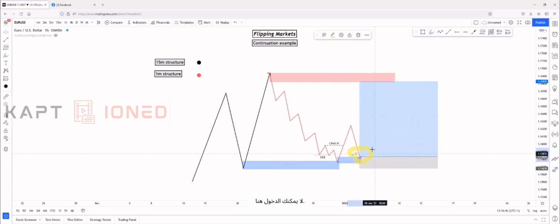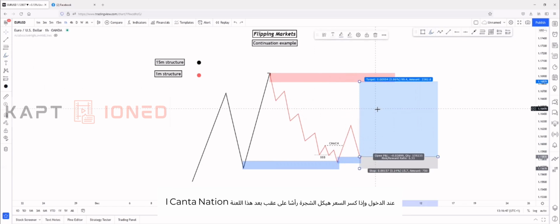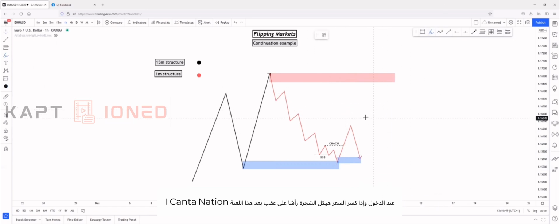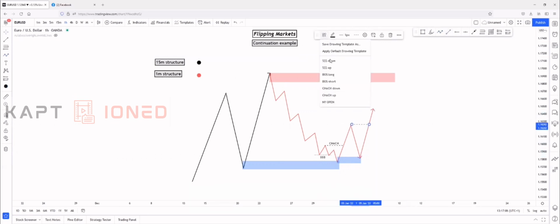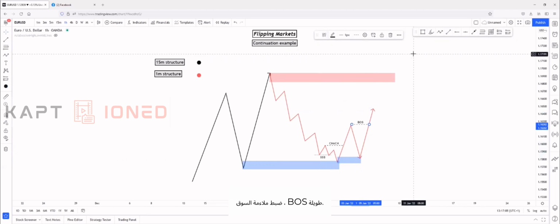You couldn't enter here. You will want to wait for a continuation example, a continuation entry. And if price breaks structure to the upside after this downside movement and the first perfect entry, you can look for a scaling trade in the form of a continuation. So let's say price breaks structure to the upside again. As you can see, it broke structure here to the upside. So I will just mark it with BOS long.